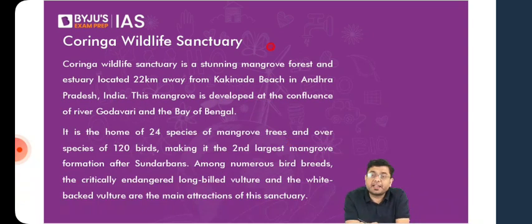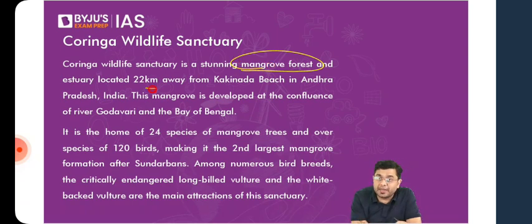Now, we take the case of the Coringa Wildlife Sanctuary, which is situated in the Godavari deltaic stretch. It is a stunning mangrove forest and estuary located 22 kilometers away from the Kakinada beach of Andhra Pradesh, and the mangrove has developed at the confluence of the Godavari and the Bay of Bengal. So the deltaic stretch of the Godavari.